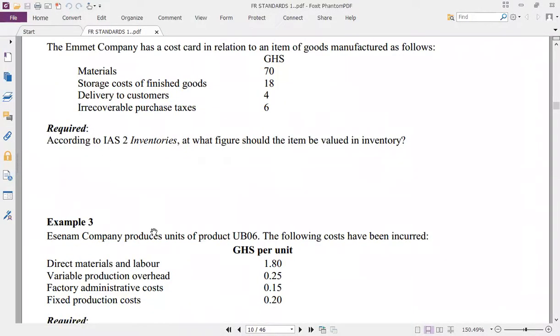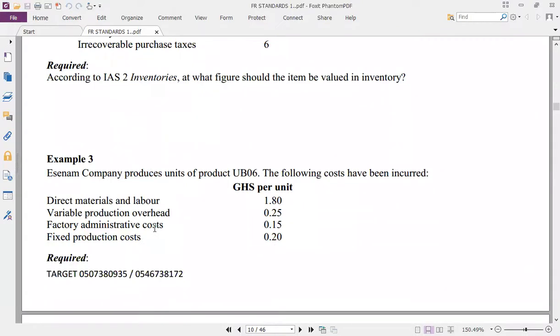Now let's continue. Example 2. A company produces units of UB06. The following costs have been incurred. Direct material and labor. Should it form part? Yes, it must be part. That's production cost. Variable production overhead. Should it be part? Yes, it must be part. Once there's production, it must be part. Both variable and fixed production costs must be part. Factory administrative cost.